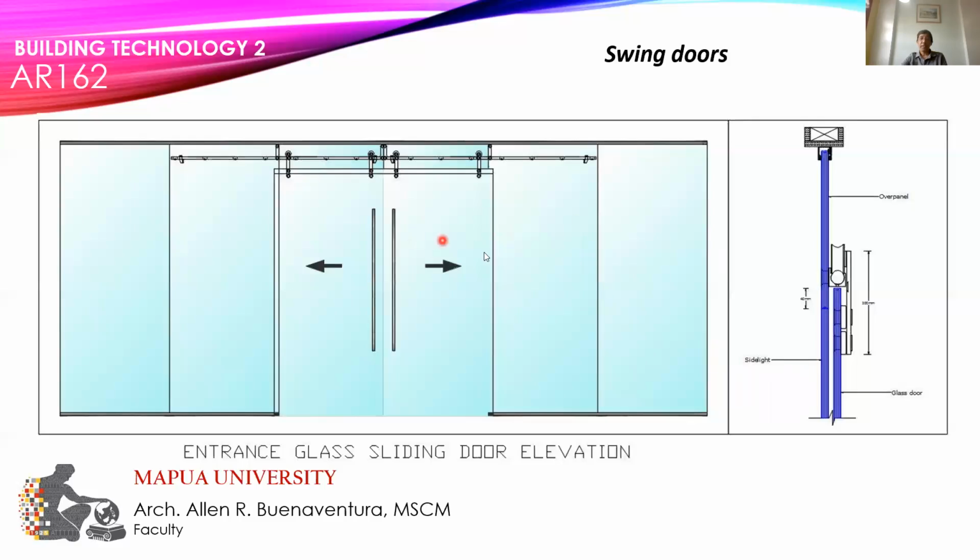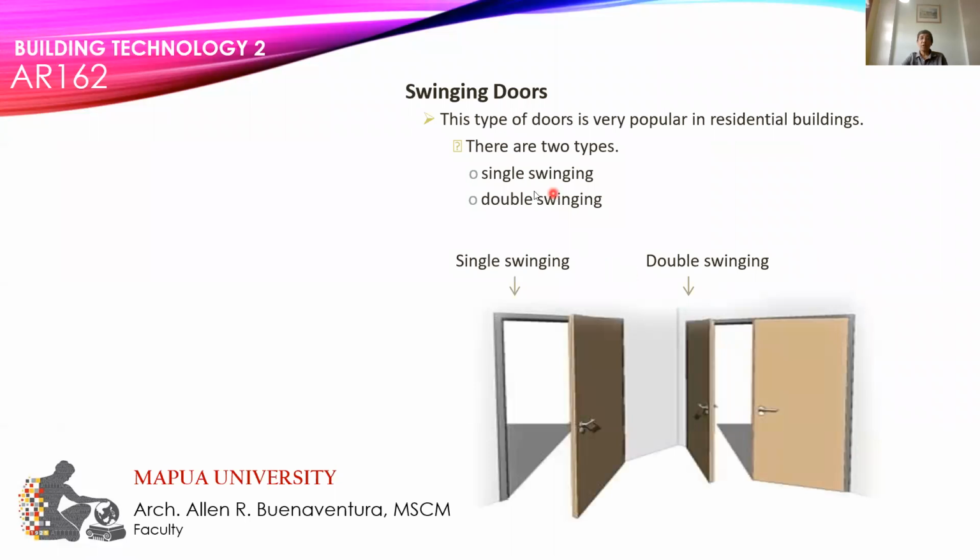No, this is not a swing door. This is a sliding door. Sorry for the label. This is the sliding door detail of a glass sliding door. As you can see, there is a track above the sliding door. The sliding door usually has a threshold below. This is a detail section of a sliding door. Okay, this is the swing door.